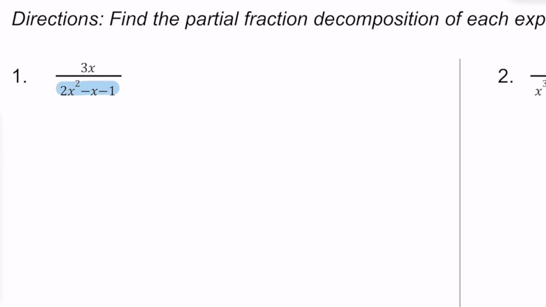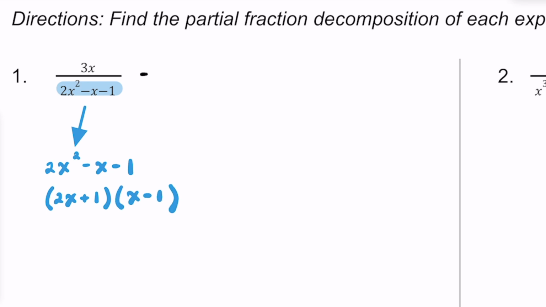Alright, first thing we're going to do is take a look at the denominator here and see if we can factor this. So with this quadratic trinomial, we're going to always see if we can factor. So I think I'm going to factor this into the quantity of 2x plus 1 multiplied by the quantity of x minus 1. So now that we factored the denominator, let's go ahead and just rewrite our expression. So we're going to have this 3x on top, and then we have this 2x plus 1 times the quantity of this x minus 1.